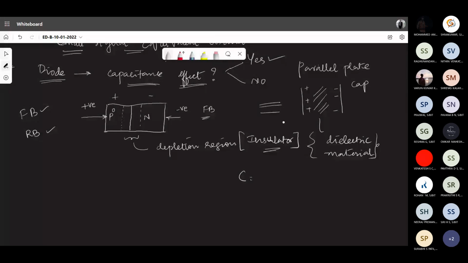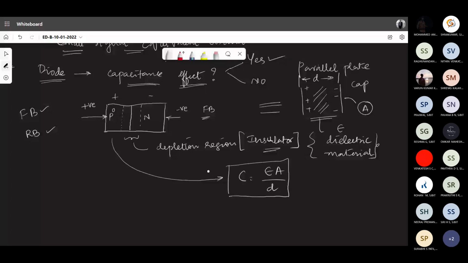This is a parallel plate, and the distance between these two is, let us say, D. The cross-sectional area of the plate is, let us say, A. The dielectric constant, I can write it as epsilon naught, or epsilon. So what is the equation for C I can write? Epsilon A divided by D. This is the standard parallel plate capacitance equation. So what I meant to say is, even for a diode, we can apply this same equation because it is analogous to a parallel plate capacitor.